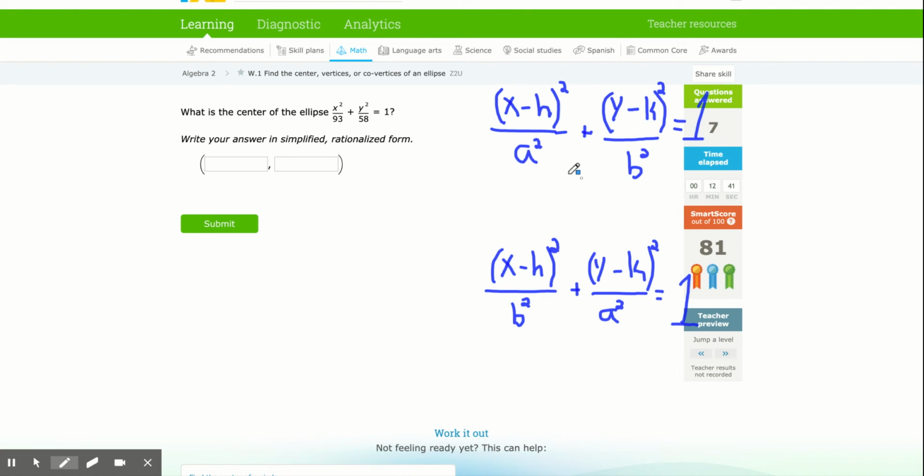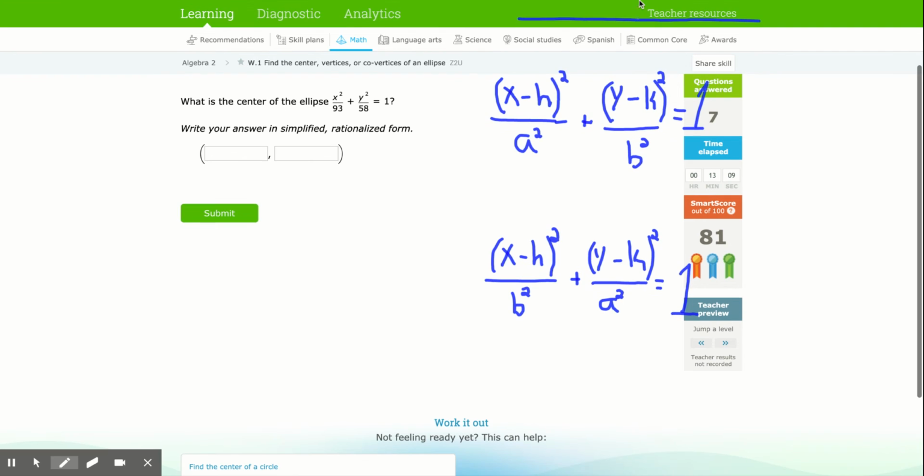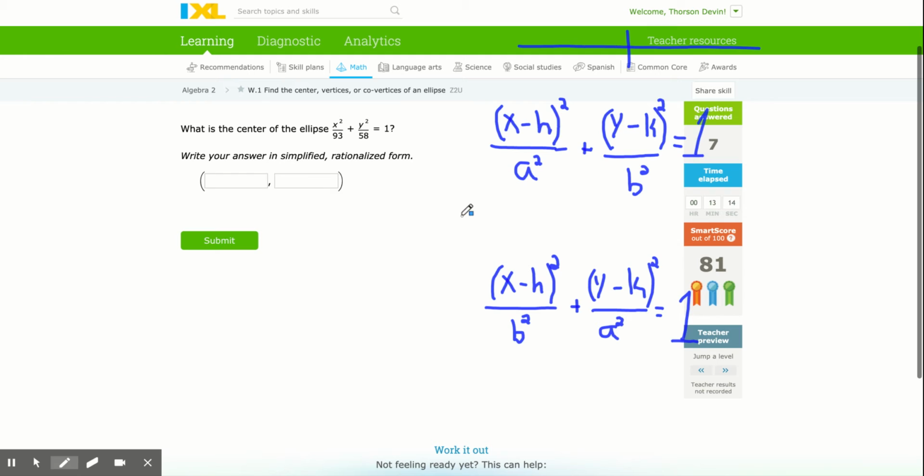Now the difference between a and b is a is always half the distance of the major axis. b is half the distance of the minor axis. So if the larger number is under the x squared, that tells you it's going to be longer horizontally than it is vertically. If the larger number is under the y squared term, then it's going to be longer vertically than horizontally.